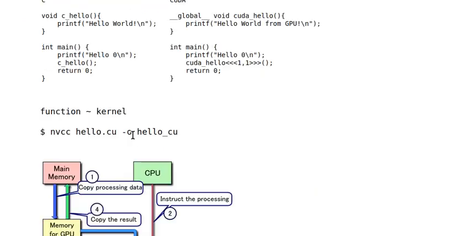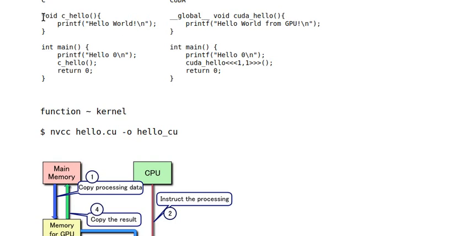Now, the list here shows a C program and a corresponding CUDA program. They are very similar. In the C program, the main will print out the message hello 0, and then it calls the function chello, which will print out hello world. And that's it. It's very simple.